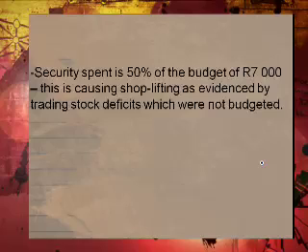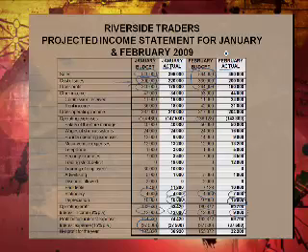If you look at security, you've spent 50% of your budget of 7,000 Rand. Obviously, you can see that this is leading towards what? Notice that you have an item here, trading stock deficit. Clearly, you have not budgeted for it. Okay? And if you look at your security expenses, you budgeted 7, you spent 3.5. Clearly, there's a link between that and our trading stock deficit.